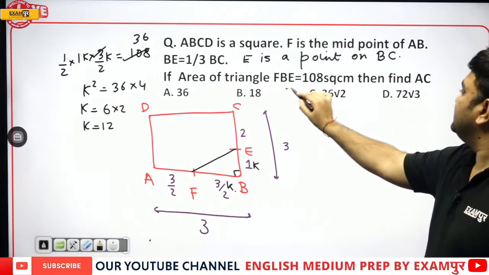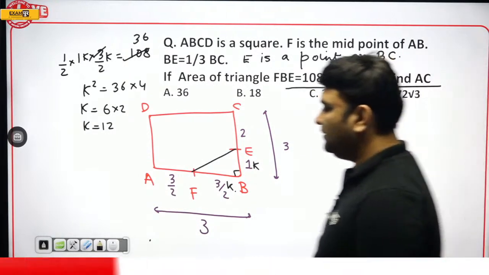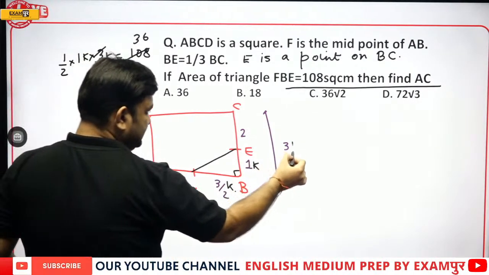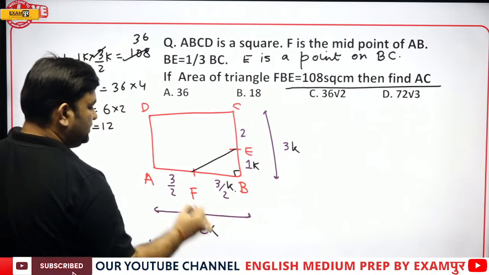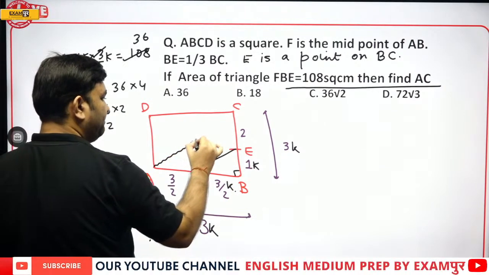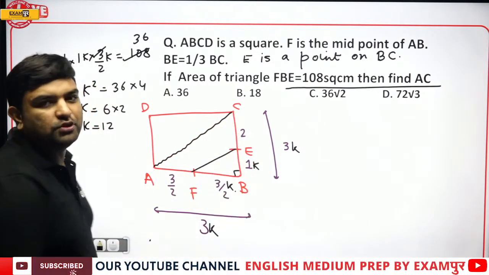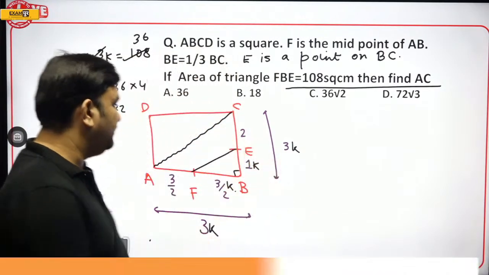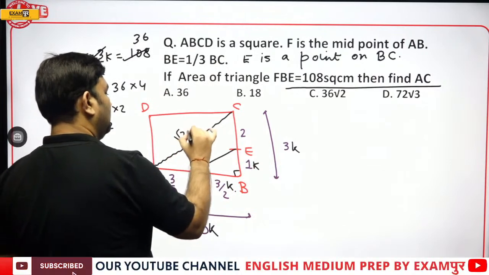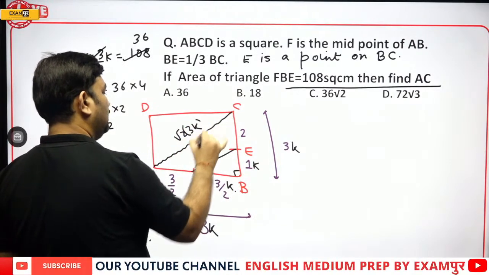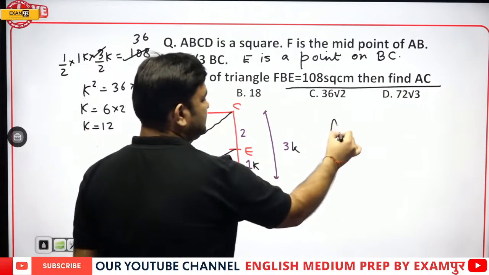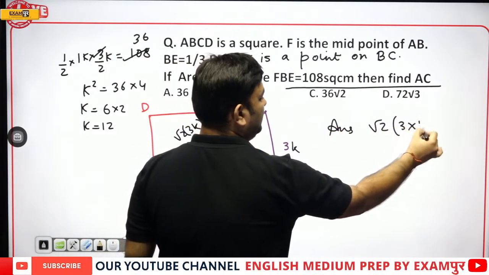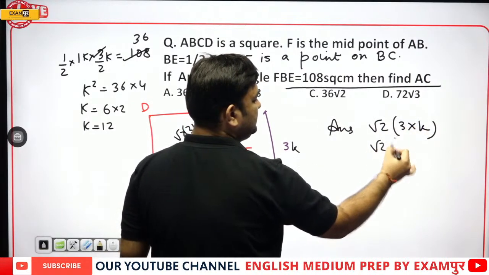Find AC. This is 3K. So AC is, this is root 2 times of a, na? Diagonal is root 2 times of a. So root 2 times of 3K. So my answer is root 2 times of 3 into K, and K is 12.